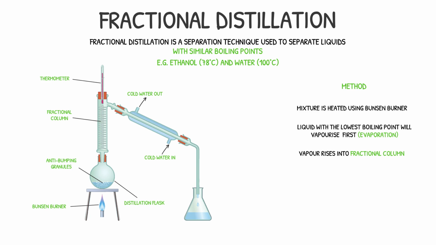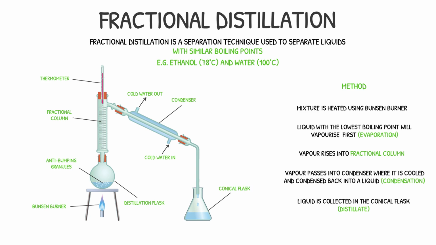Now it's likely that some of the water from the mixture will begin to evaporate also. However, as the water vapor moves up the fractional column and reaches an area that is cooler than its boiling point, it will condense and fall back into the distillation flask. The vaporized ethanol will be cooled in the condenser and collect in this flask here, leaving the water behind in the distillation flask.